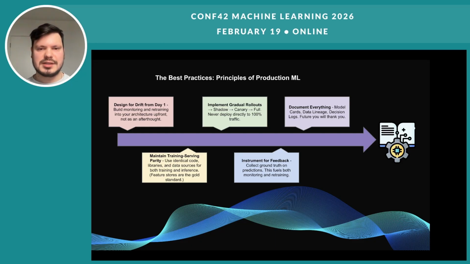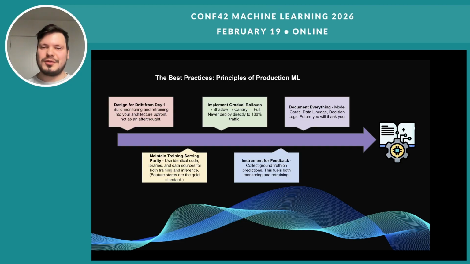The next one is instrument for feedback. Model performance can only be measured if you have ground truth. And you need to design your system to collect feedback for the model's predictions. It's helpful not only for understanding the model performance, but also for future improvement of the model.